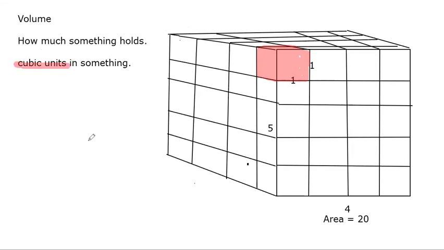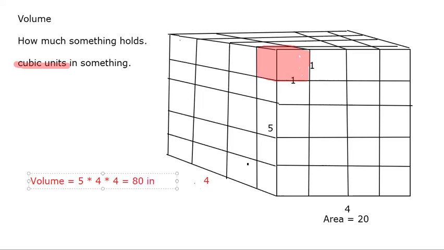Cubic unit. 1 cube, 1 unit in dimension. All you have to do is count those. So it's 5 by 4, 5 tall, 4 wide. How thick is it? Front to back is 4. So therefore the volume is 5 times 4 times 4, which equals 80.